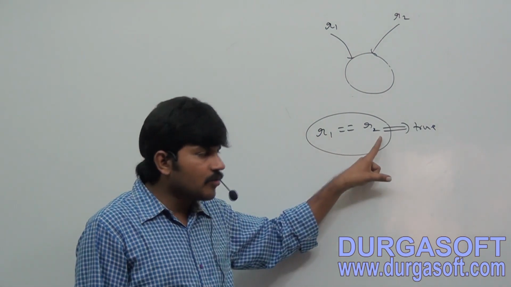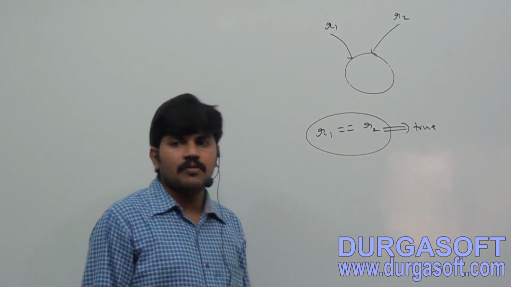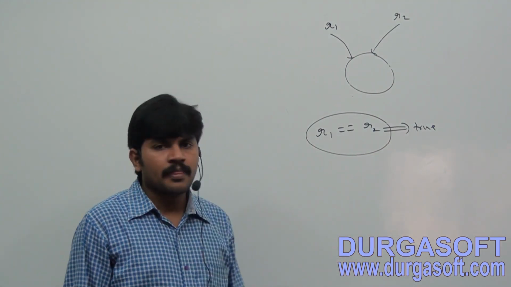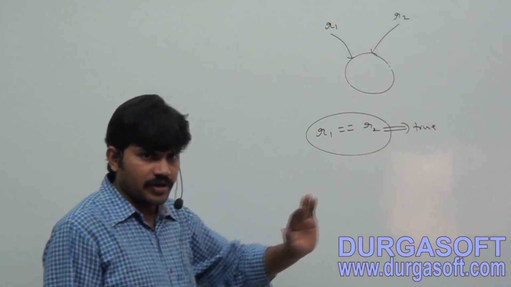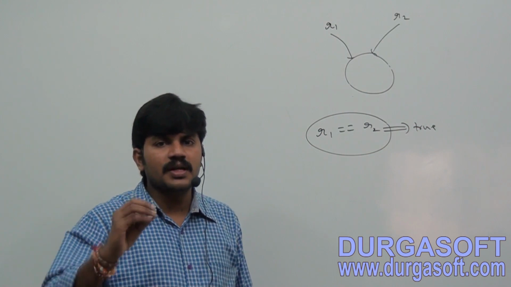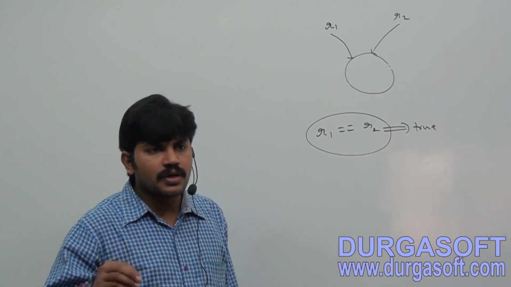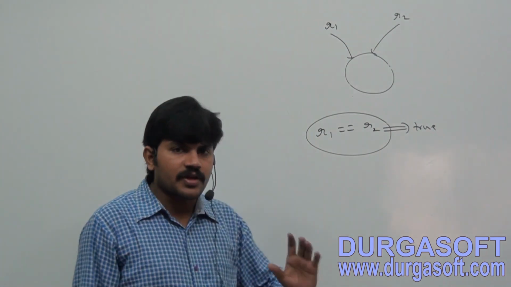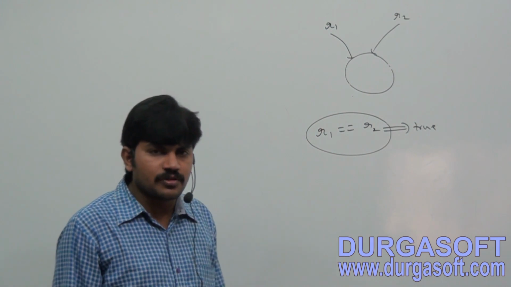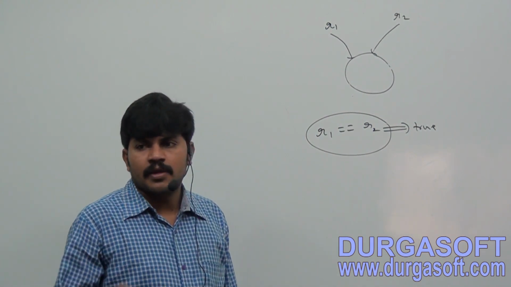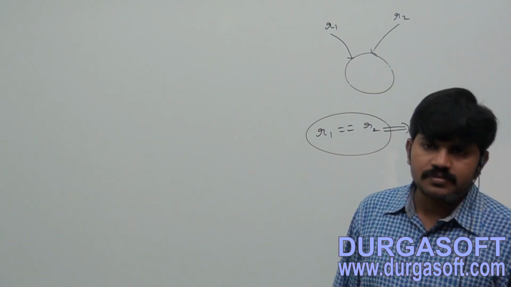R1 double equal to R2 returns true if and only if both the references are pointing to the same object.